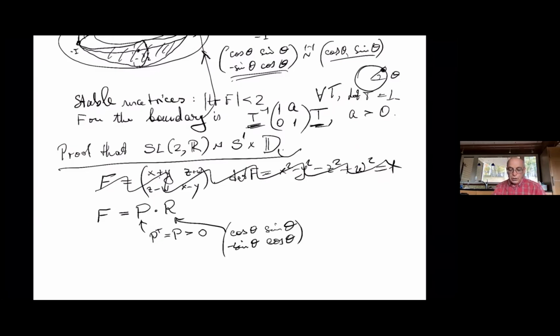There is a unique way to write this. So there is a unique P and R, unique such P and R. Why is that so? Because we can actually calculate them. So we can look at the F transposed. I don't yet know. I'm proving that the polar decomposition exists.